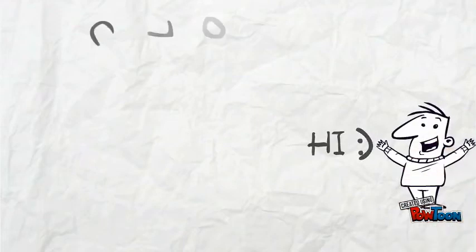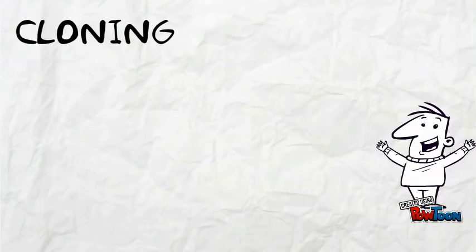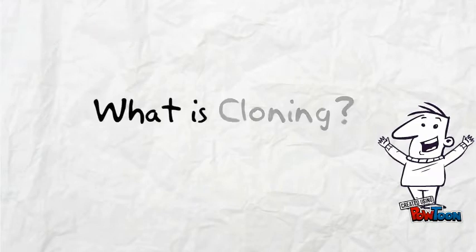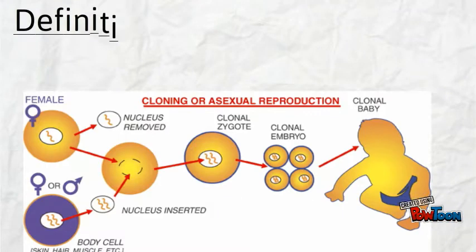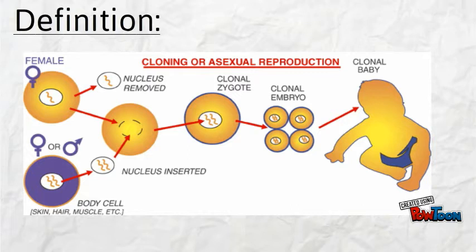Hi, today I'm going to talk about cloning. But first of all, what is cloning? It is the process of producing similar populations of genetically identical individuals that occurs in nature when organisms such as bacteria, insects, or plants reproduce asexually.